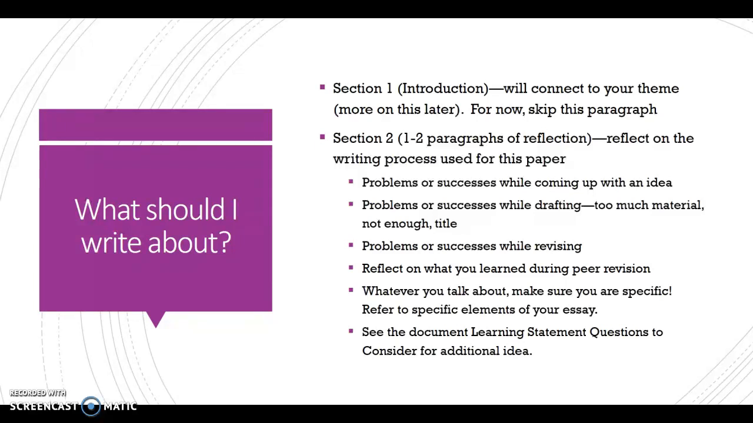Whatever you talk about, make sure that you are very specific. Refer to specific elements of your essay, perhaps even specific lines. So maybe with the research paper, you're having trouble with citations. You might talk specifically about that. The more specific you can be, the better.